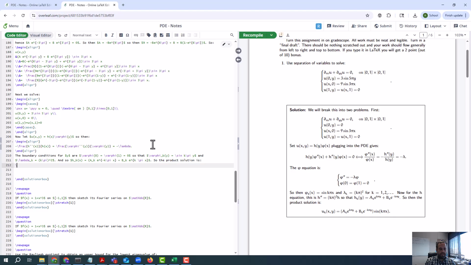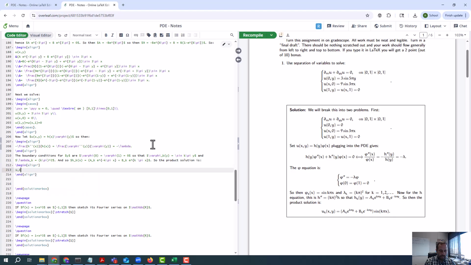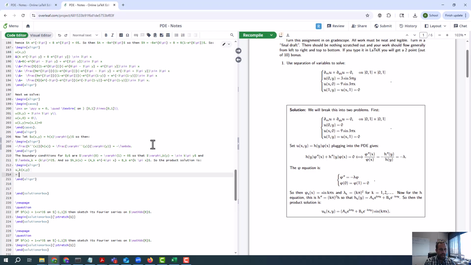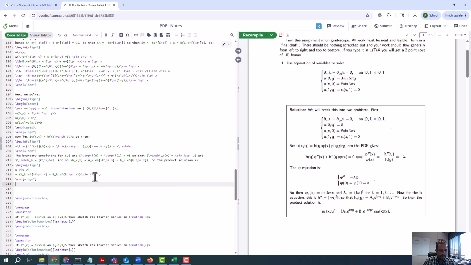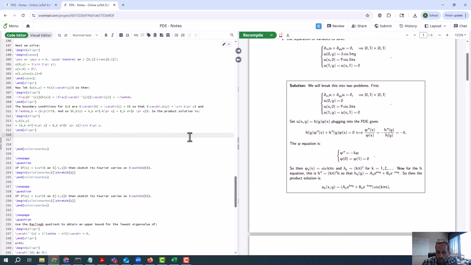So the product solution is u k of x y is equal to this h k. I don't need a parentheses there, do I? It's going to be that times sine k pi y.